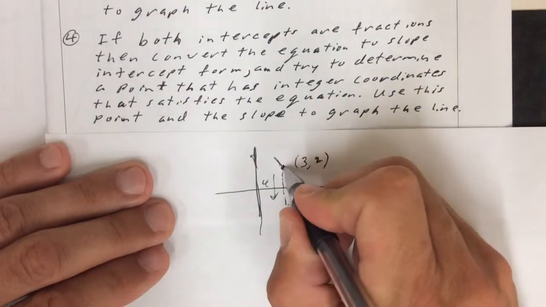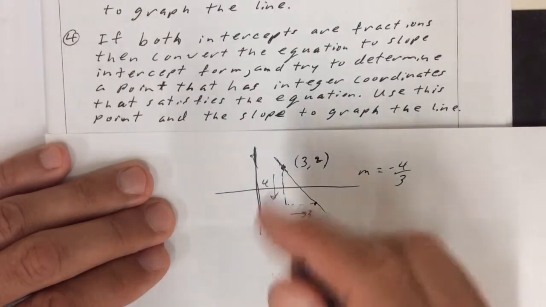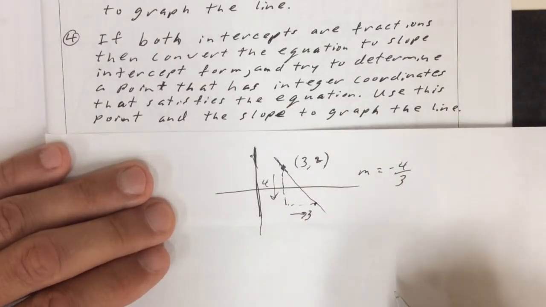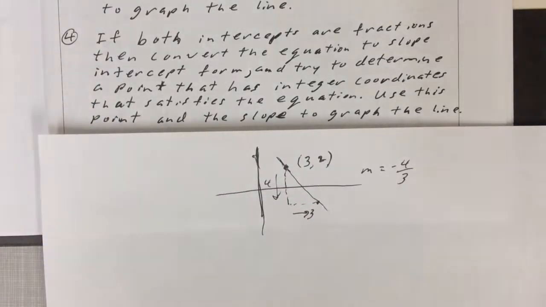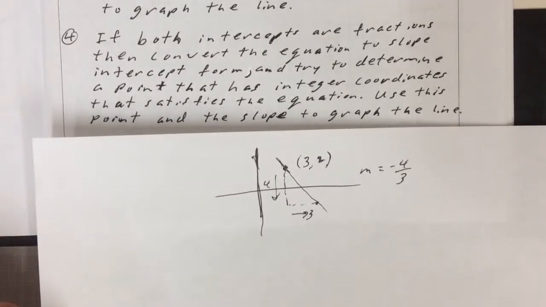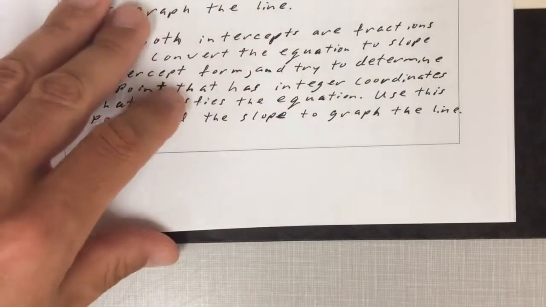It doesn't matter what point you have as your starting point on the line. You need one point, and then the slope will give you another point, and you can draw the line. Only the first method allows you not to change to slope-intercept form, and that's if you've got two clear intercepts, an x-intercept and a y-intercept. So let's look at some examples.